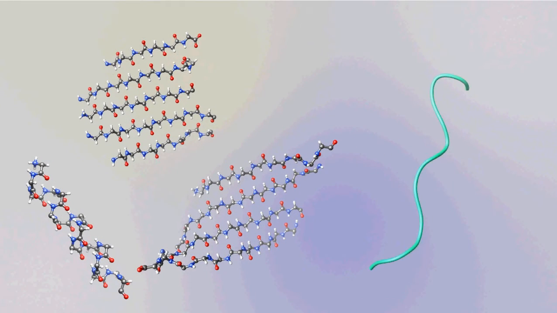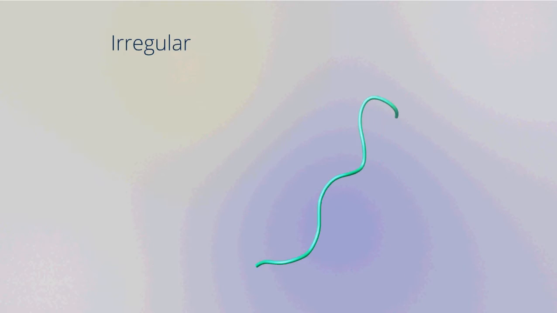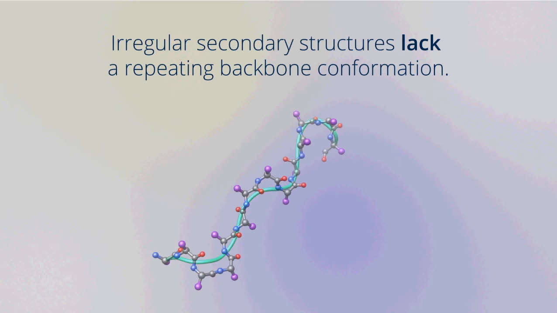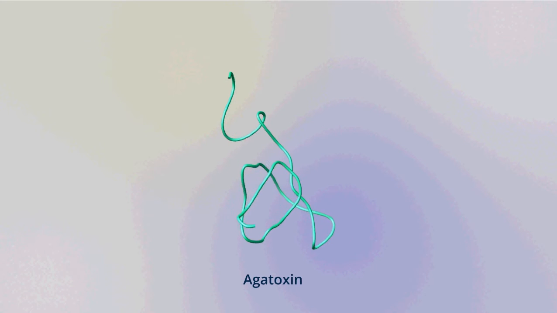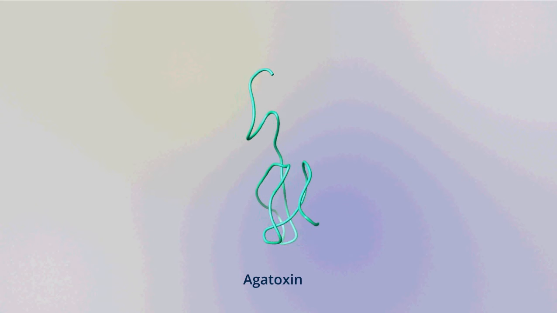Segments of polypeptide that do not form alpha helices or beta sheets are said to have irregular secondary structure. In these segments, each amino acid residue has its own conformation. In some proteins, the secondary structure is almost entirely irregular.